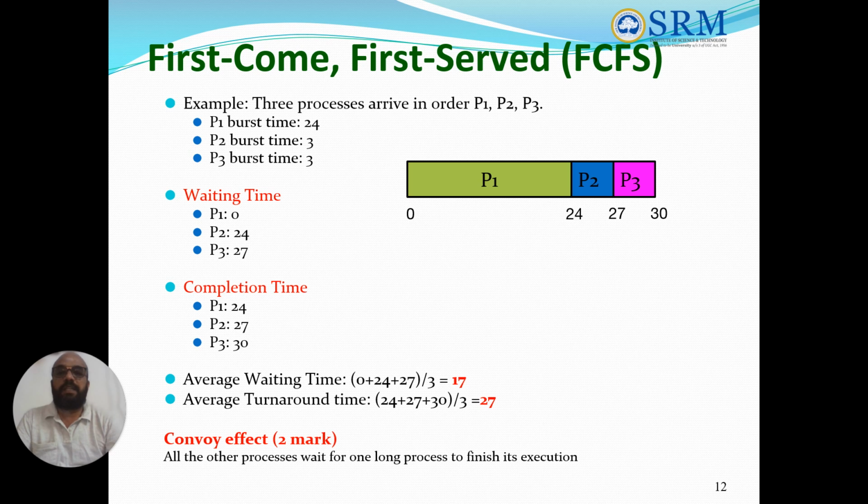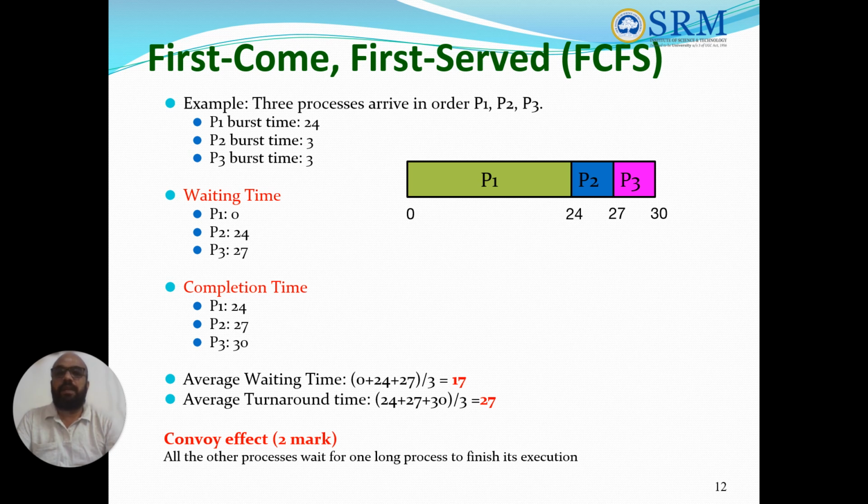And for the completion time, we consider the time of submission and the time of completion. The time of submission of P1 is 0 and it completes at 24, so the completion time is 24. The time of submission of P2 is 0 and it completes by 27, so the completion time is 27. In the same way for P3, the completion time is 30.